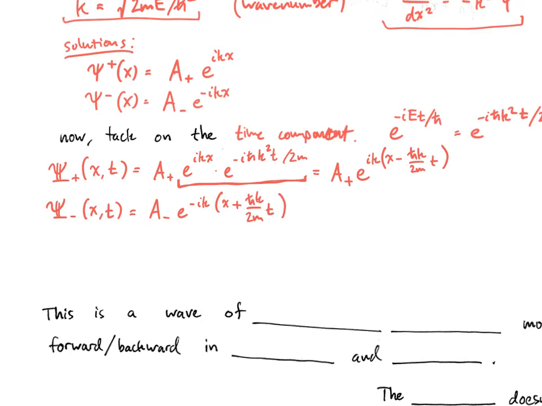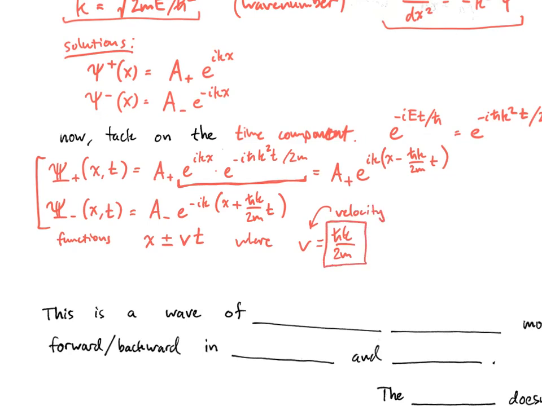Okay, I would like to point out something interesting, that these two functions here are functions of x plus or minus a variable I'm going to call v times t, where v is actually equal to ħk over 2m. And it's no accident that I chose v, because v is actually a velocity. So this variable right here describes some sort of velocity, and it turns out to be the velocity of a wave.